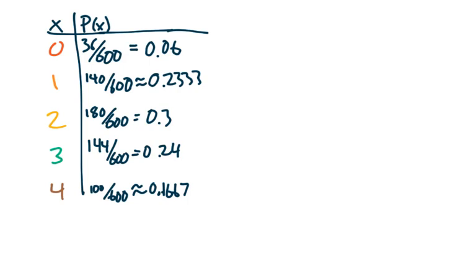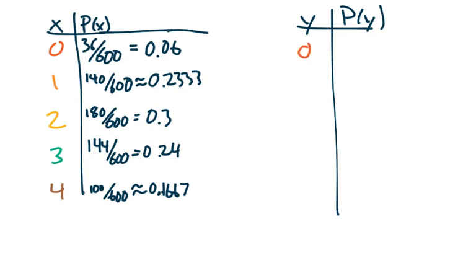So now what I'd like you to do is make a table for y. These are going to be different probabilities, right? So we still have the same 0, 1, 2, 4, and 3, but they're going to have different probabilities. Go ahead and find them.